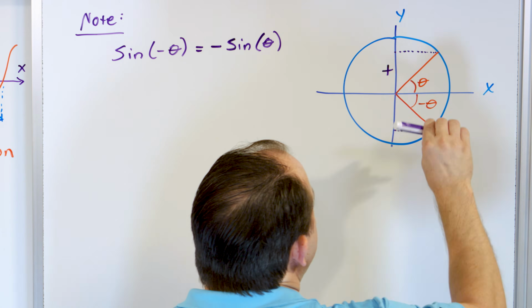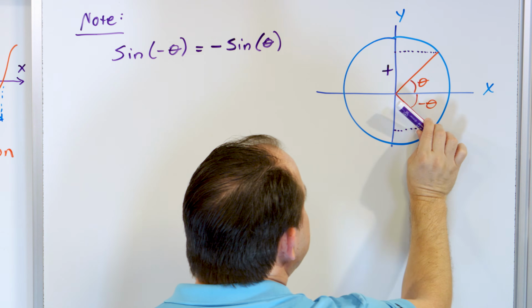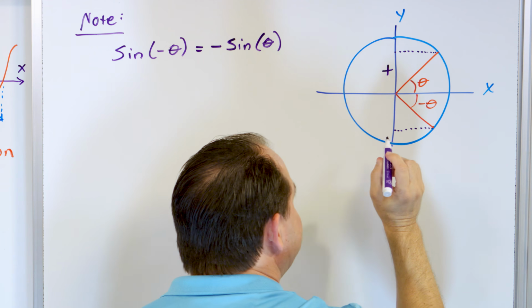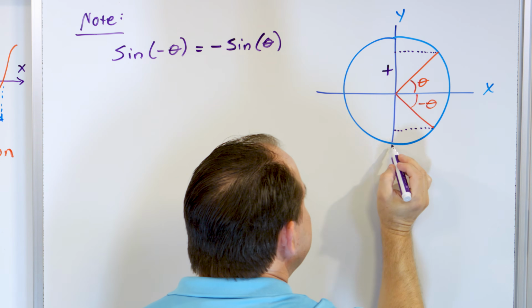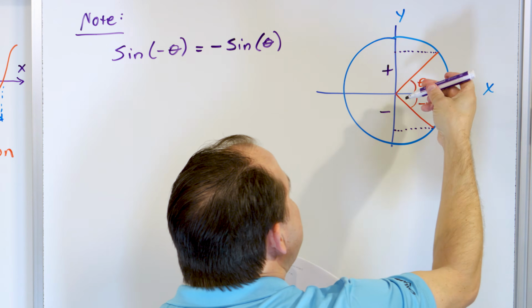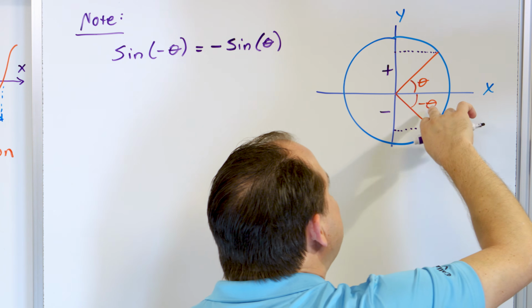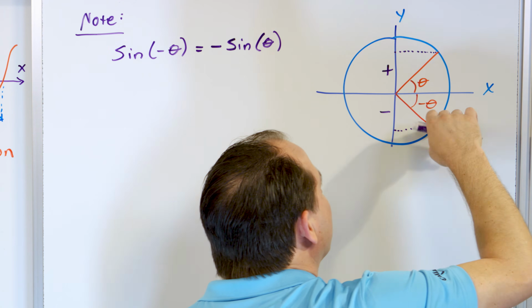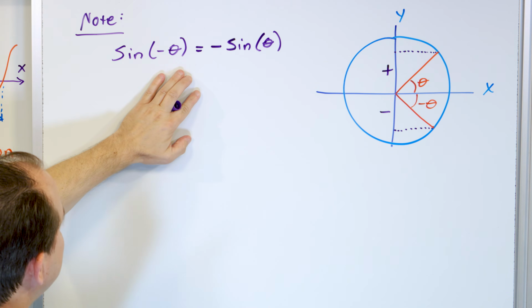So notice what's going on here. If we look at the negative angle, which is just a mirror image of this one, down here, to find the sine of it, we're projecting here. And since these are negative numbers down here, we're going to get a negative answer. But the answer will be the same. If we take the sine of an angle, we're going to get a positive number. But if we take the sine of the negative of the same angle, we're going to get the same number, but it's going to be negative because it's down here. That's what this is trying to tell you.